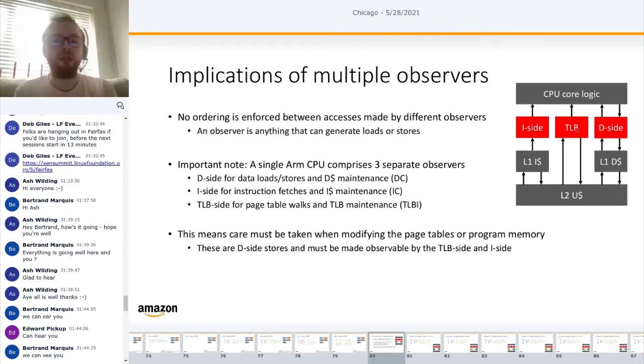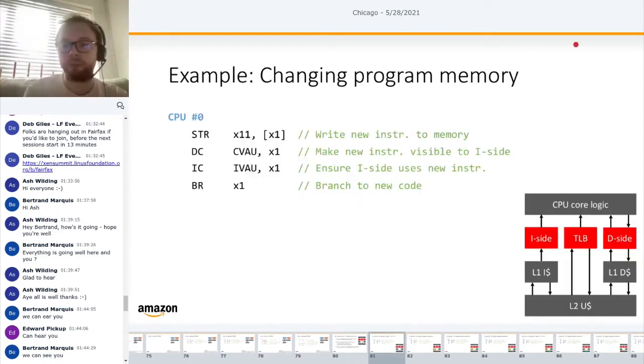Now, the fact that no ordering is enforced between these different observers comprising the same CPU means that we must take additional care when we're either modifying the page tables or if we're modifying program memory. Okay, and that's the example that we're going to go through now. So there's quite a few little instructions on here. I think it's always easier to understand these by looking at pictures. So we've got the same diagram from earlier down here. Let's quickly step through the code, animated, and then we'll see which barriers we're going to need.